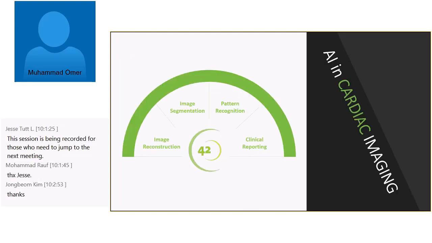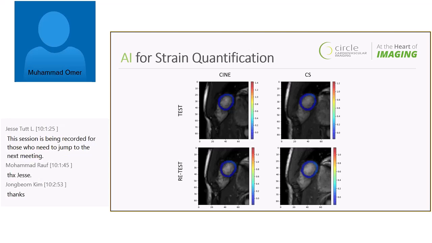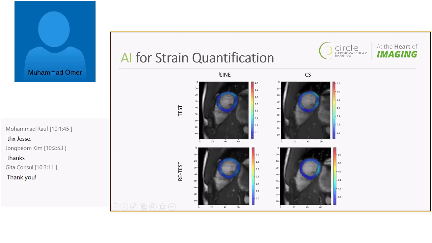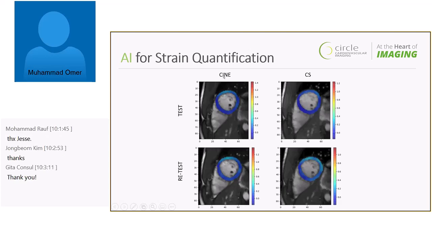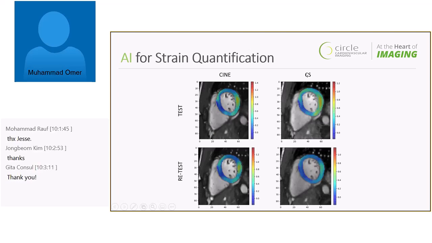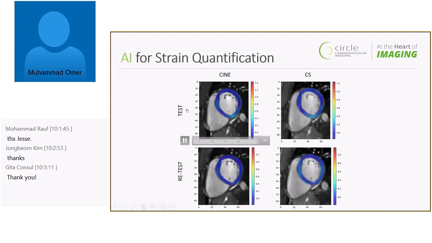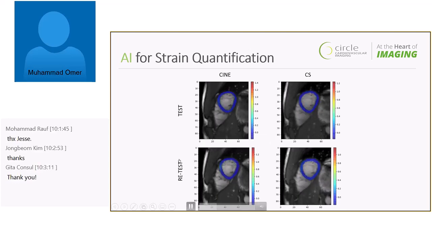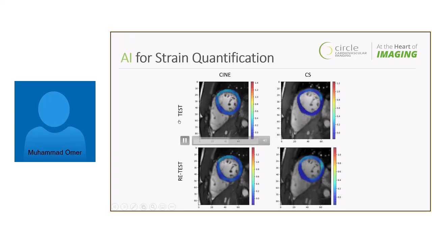Lastly, when I talked about the intermodality variation, we wanted to see whether the algorithms that we have developed are consistent across the different modalities. In this case, we have two modalities, which are standard cine images, and compressed sensing images that are reconstructed using undersampled k-space. Again, we have two sets of data, the test data and the retest data, which are acquired one after the other with a few hours difference.